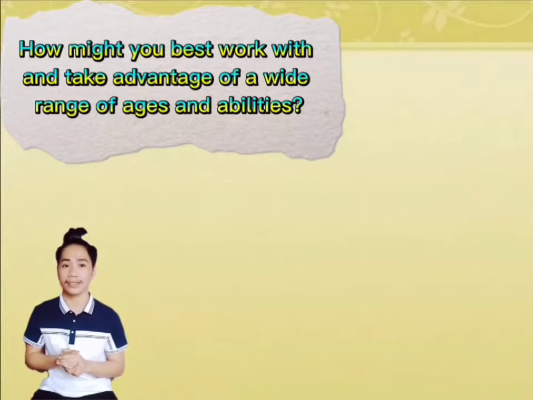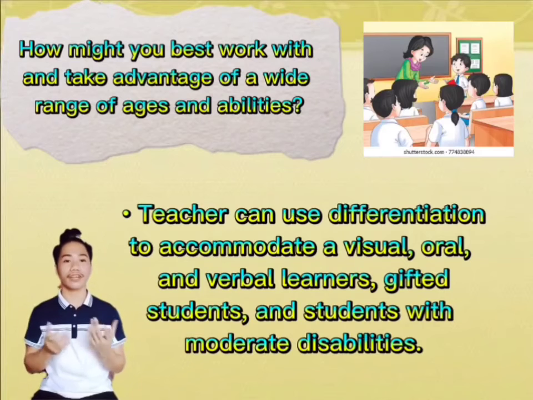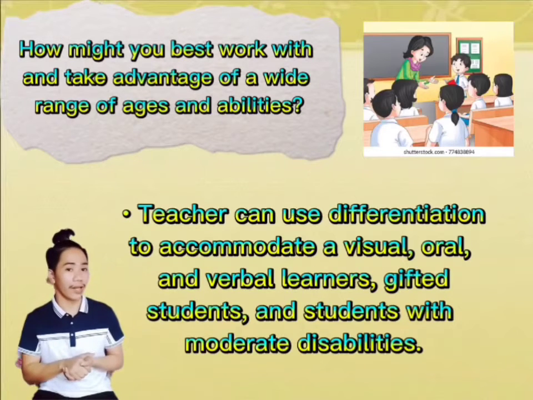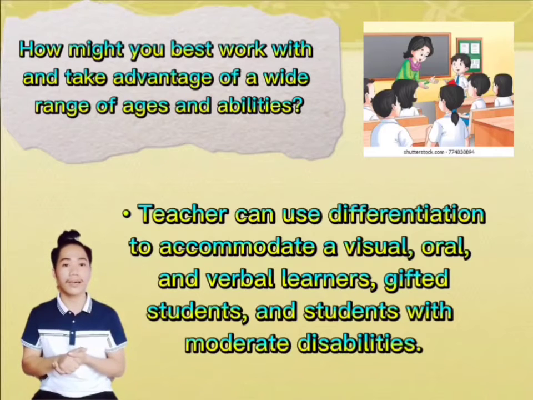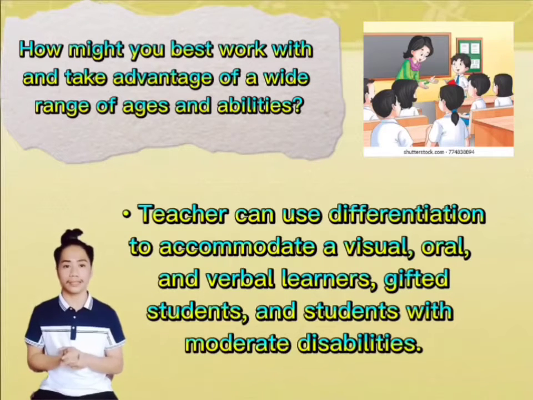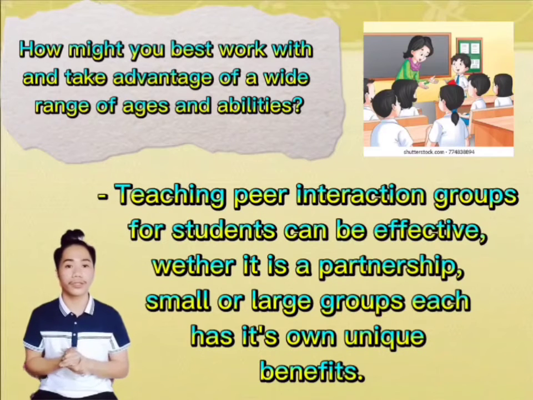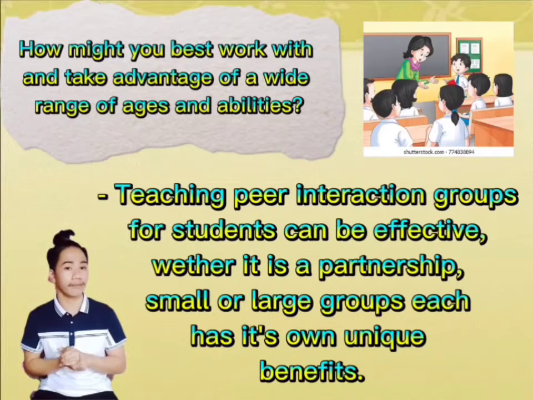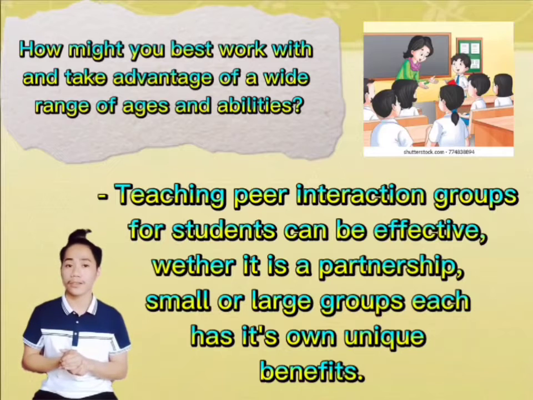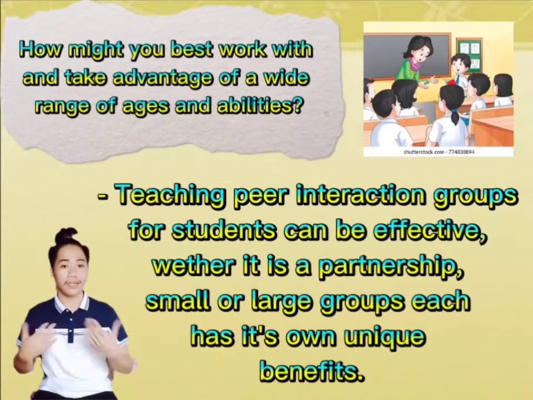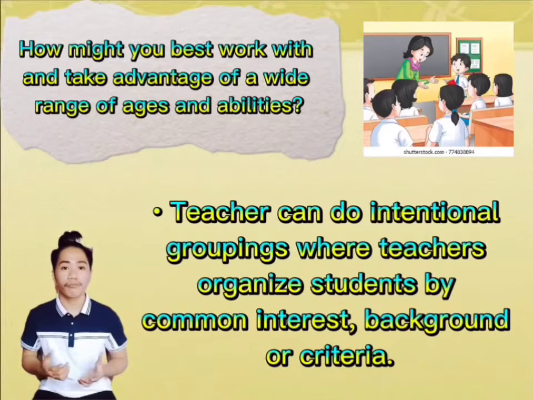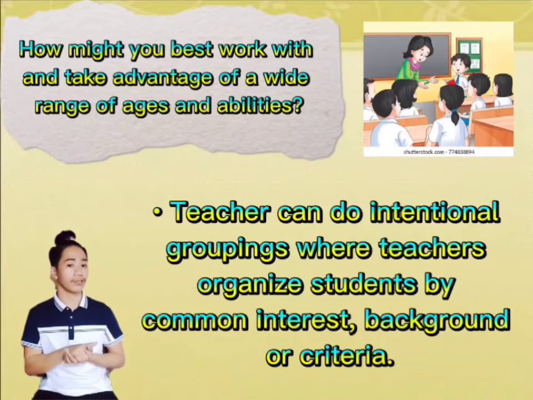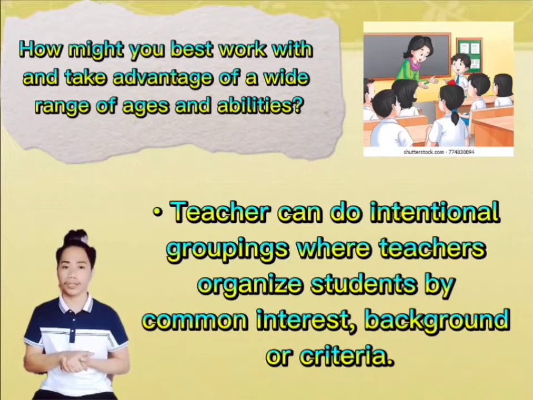The next question is, how might you best work with and take advantage of a wide range of ages and abilities? The teacher can use differentiation to accommodate visual, oral, and verbal learners, gifted students, and students with moderate disabilities. Teaching through interaction groups for students can be effective whether it's a partnership, small, or large groups. Each has its own unique benefits. Teachers can also intentionally group students by common interest, background, or criteria.